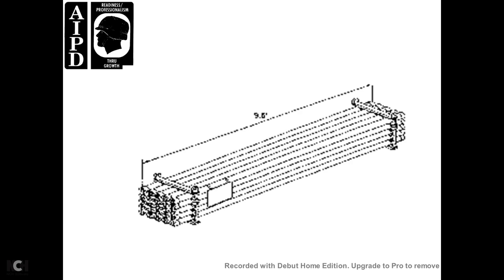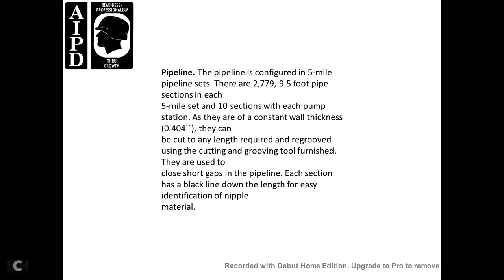This shows a stack of pipes. The pipeline is constructed with 5-mile pipe sets that are 2,779 by 9.5 foot sections. Each 5-mile set has 10 sections with each pump station. They have a constant wall thickness of 0.404 inches and can be cut to length and regrooved with the cutting and grooving tool furnished. They are used to close short gaps in the pipeline. Each section has a black line down the length for easy identification of the nipple material.